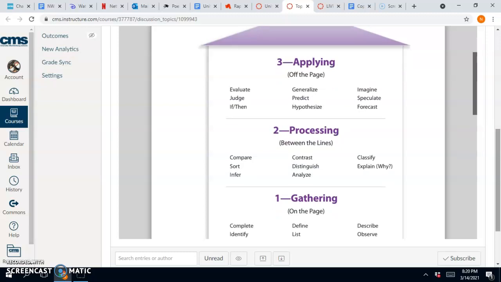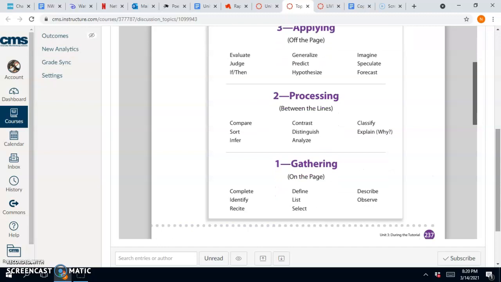The more I can get you students to apply, process, and gather what you've learned, the higher up you will be. Notice that part one is just the beginning. This is the stuff you look at on the page when you read. What am I gathering? I'm completing. I need to identify. I need to recite. I need to define. I need to list, select, describe, and observe. The gathering portion just means you are being introduced to new material and you are trying to learn to memorize it. Once you do that, you move up to number two, which is processing.